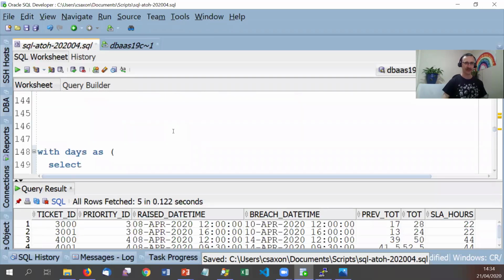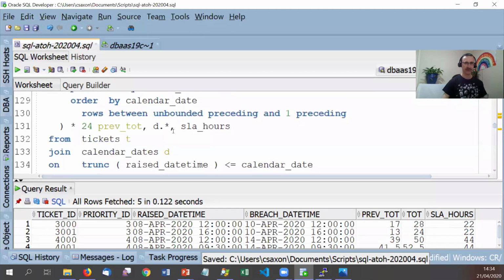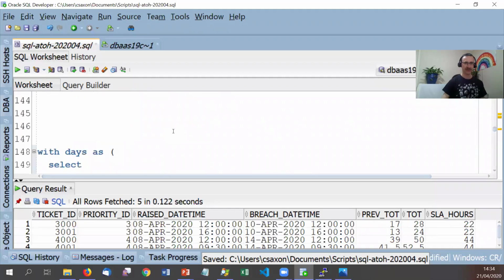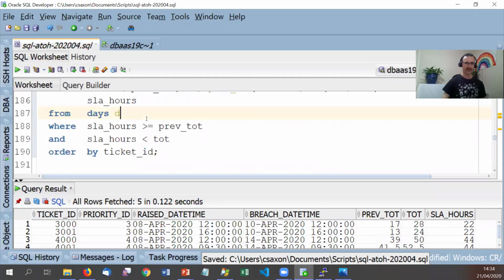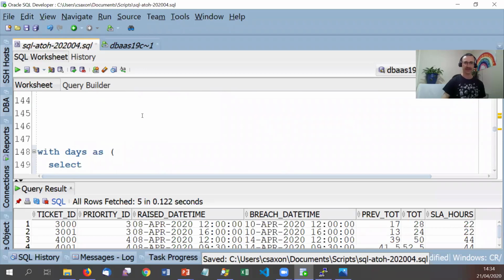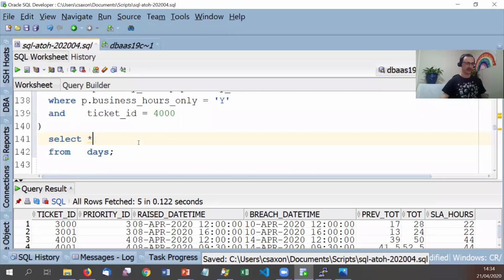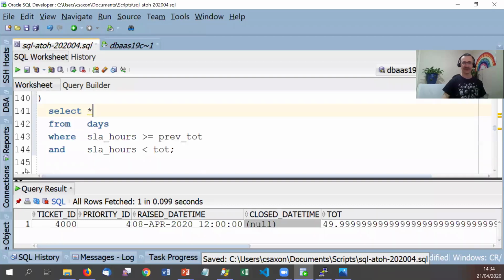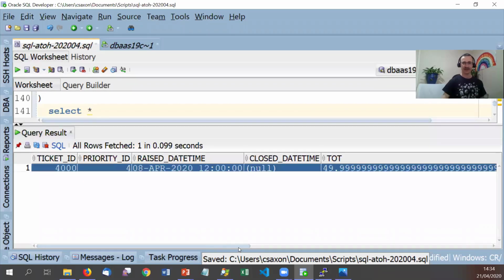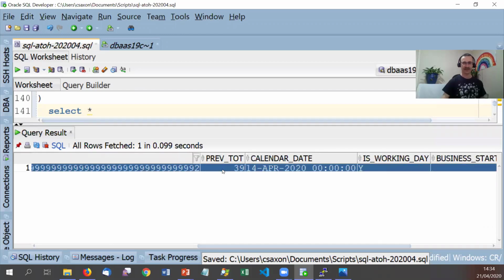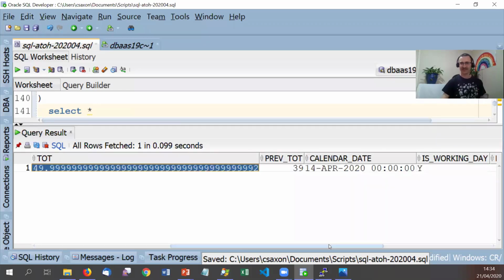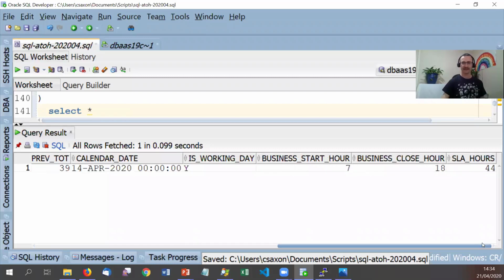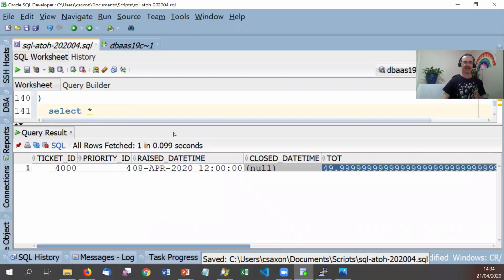Oh, I thought I had one. Let me just copy these. I thought I got it just for 4,000. So let's put that in there, and we'll see. There's our one row, the date the ticket's going to breach, and falls between the 2 working days, previous and current, and there's our working hours. So we've calculated it for that particular ticket.